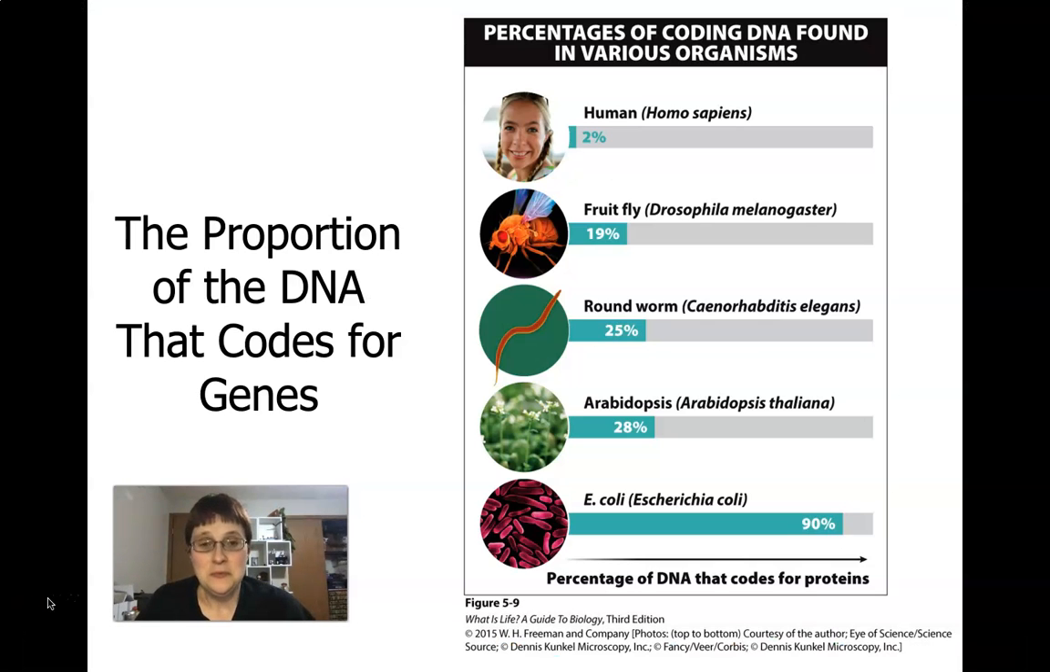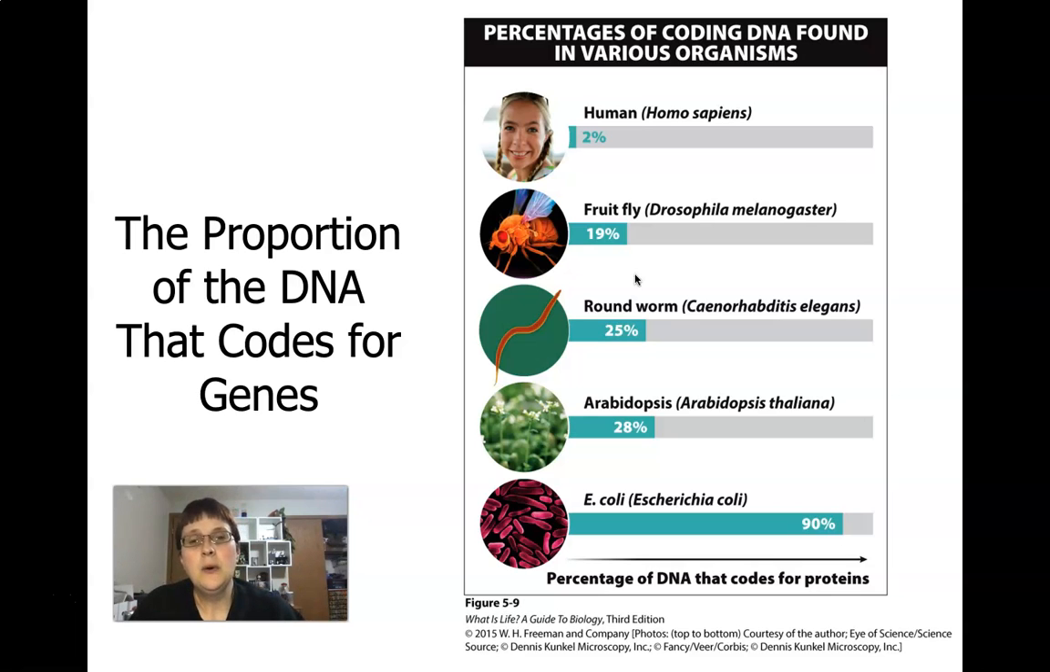So that means, I'm sure you figured it out, 98% of your DNA in every cell is not genes. It's non-coding, meaning it's not really directions on how to make stuff. I mean, a fruit fly uses almost 20% of its DNA as genes. And a fruit fly has a smaller genome than we do.